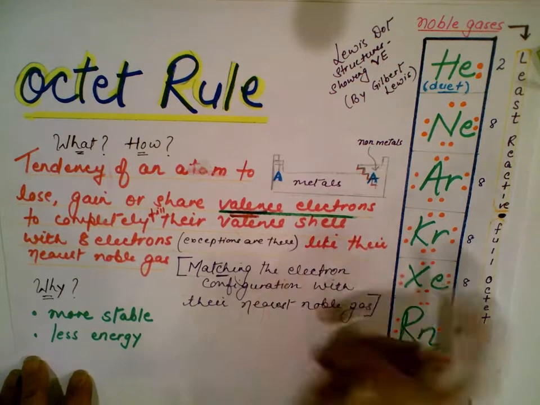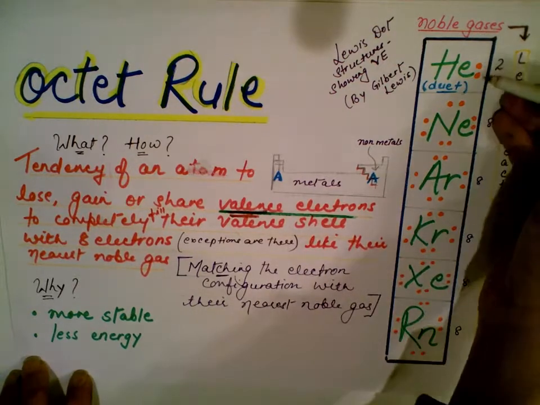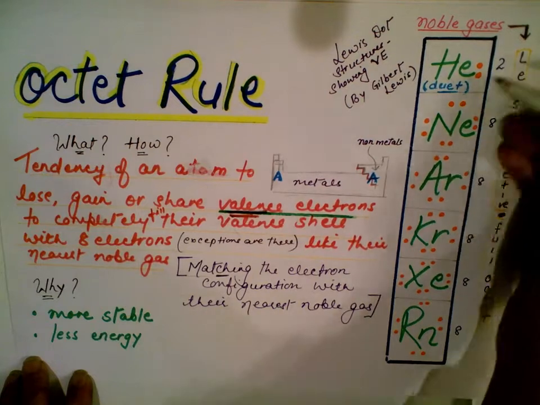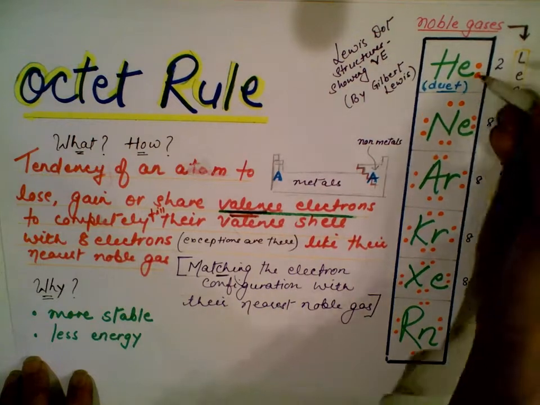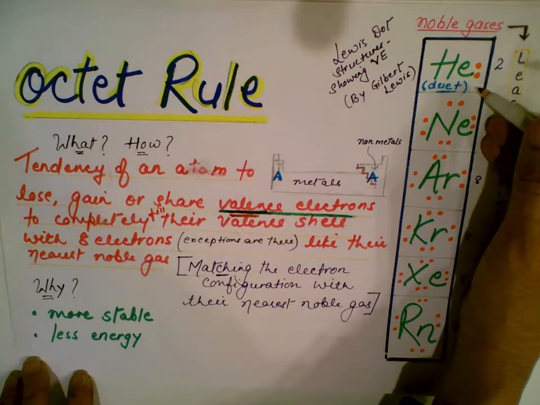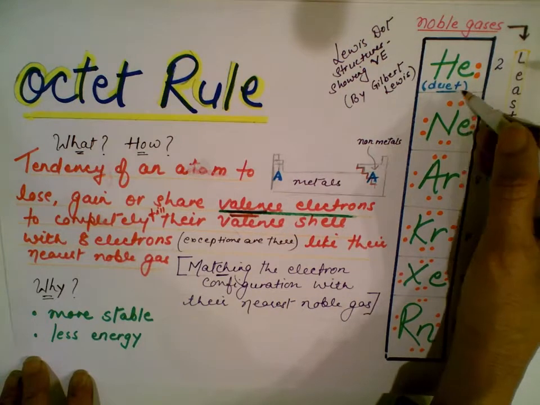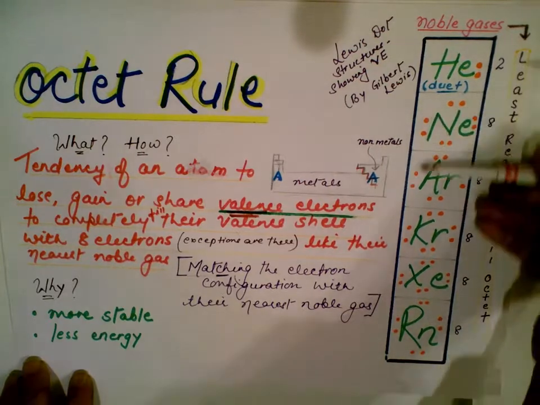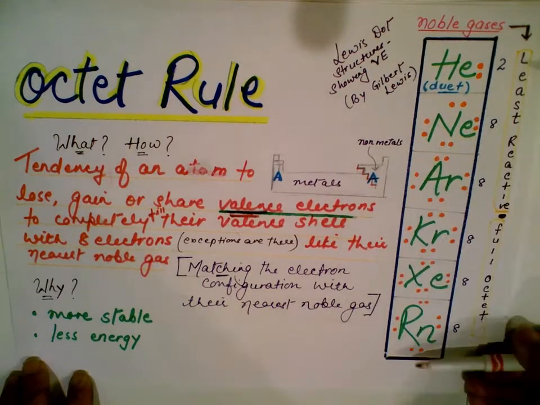the octet rule. Here I have drawn the valence electrons. This is called the Lewis dot structure. And if you look here, helium is actually happy. It's kind of not following the octet rule. It is following a duet rule, just 2 valence electrons. The rest of the noble gases all have 8 valence electrons.